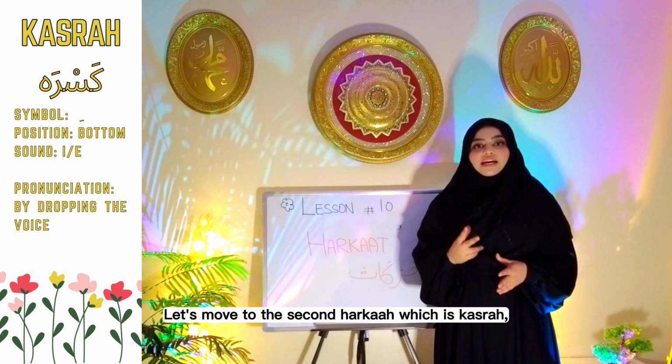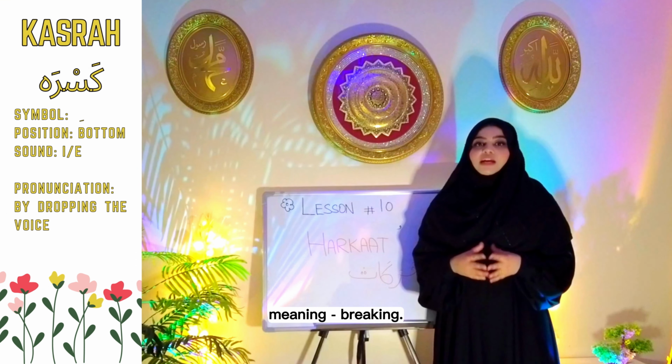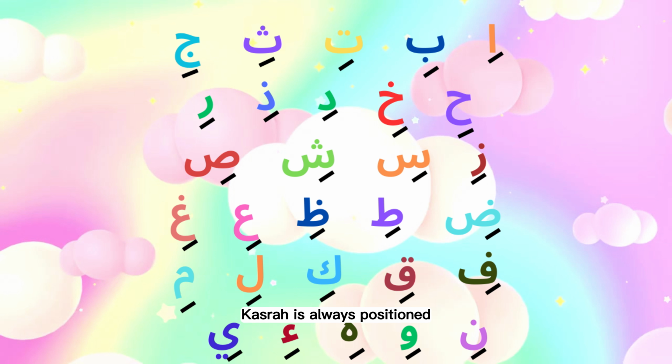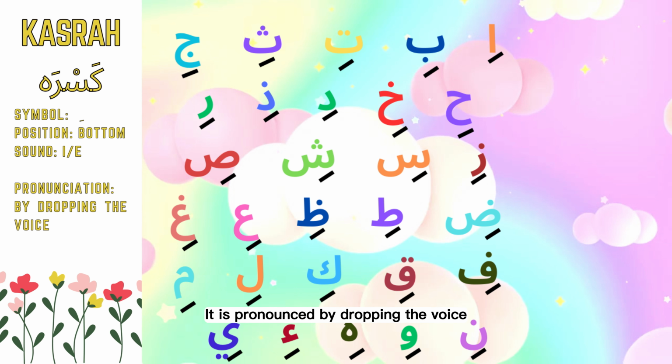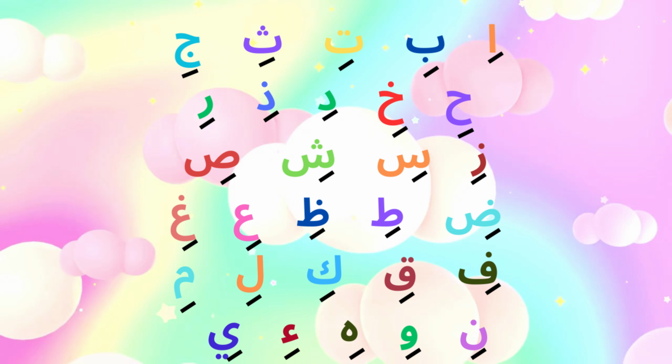Let's move to the second Harakah, which is Kasrah, meaning a breaking. Kasrah is always positioned at the bottom of the letters. It is pronounced by dropping the voice and it sounds like I or E. Now, let's apply Kasrah to the Arabic letters.